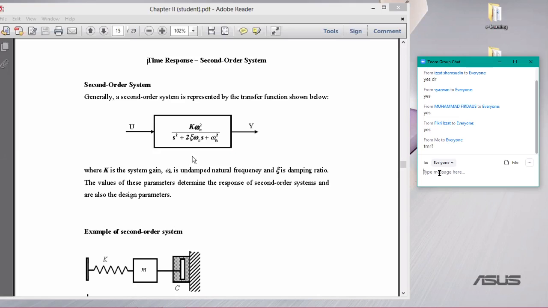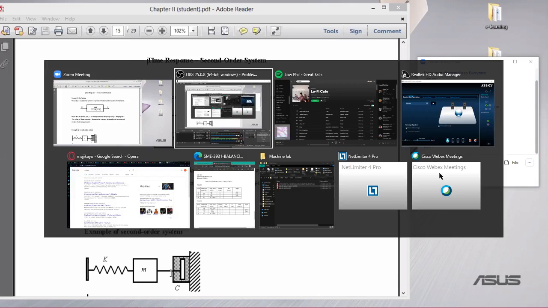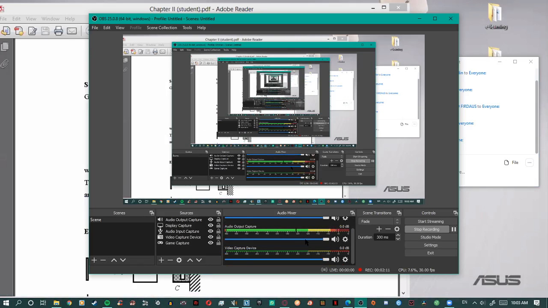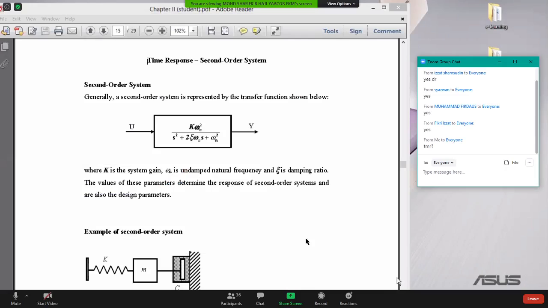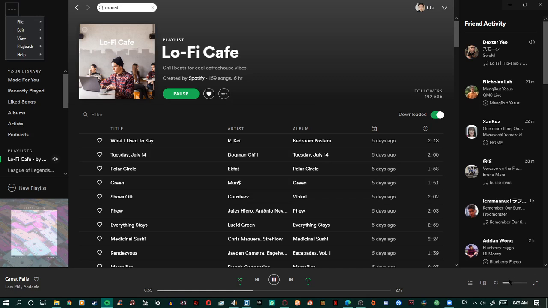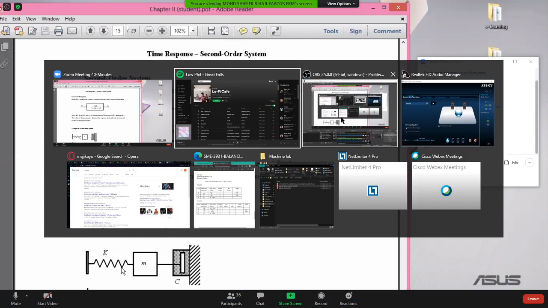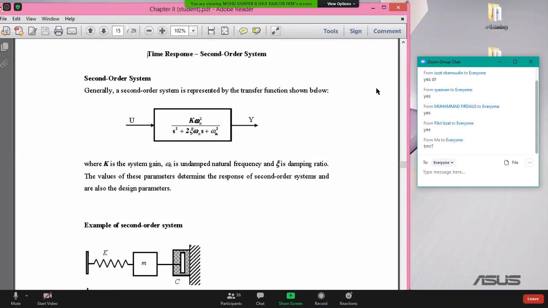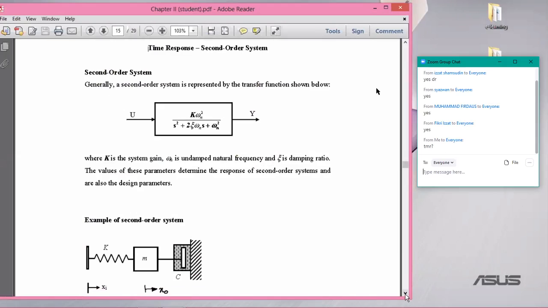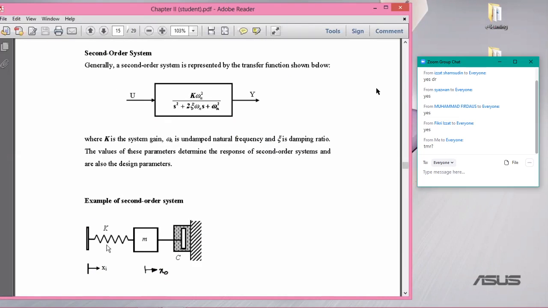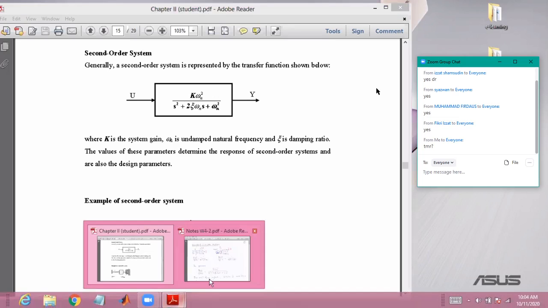So this is in general the transfer function of a second order system. An example of a second order system is this: you want to control the displacement of a translational mechanical system. This is going to be a second order system because you have a mass there and there is a second derivative, which makes the system second order. Okay, let's go to my notes.